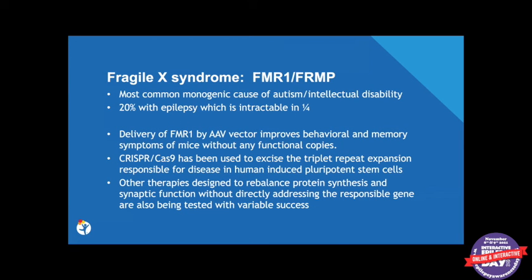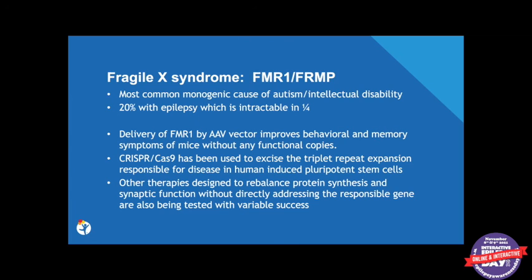Fragile X syndrome, which is the most common monogenic cause of autism and intellectual disability and frequently associated with seizures, has also been doing some gene therapy trials. Delivery of the gene by vector improved symptoms of mice, again without any functional copies, so different than the human disease. They've also used the CRISPR-Cas9 technology that we've talked about to excise the triplet repeat expansion that is responsible for the disease in human pluripotent stem cells.